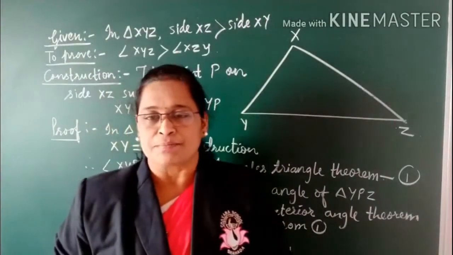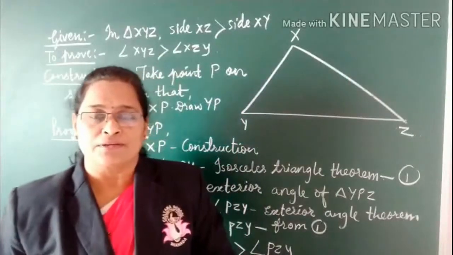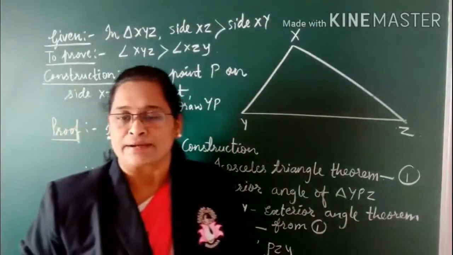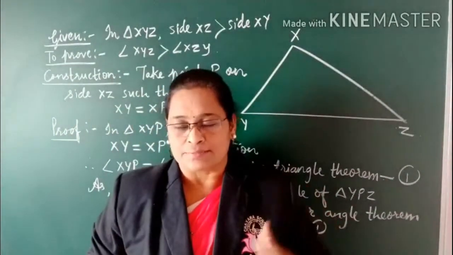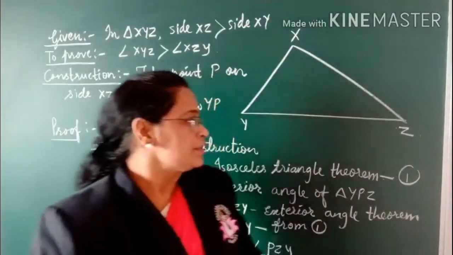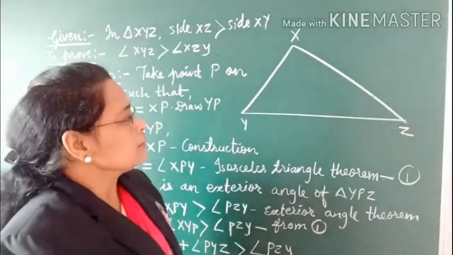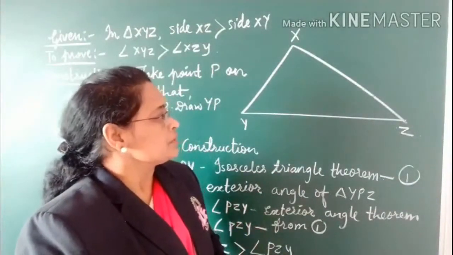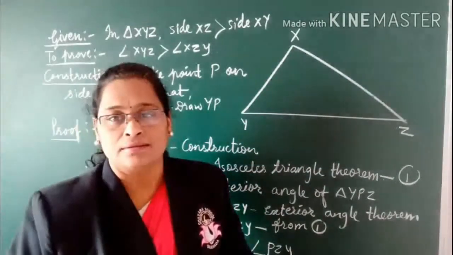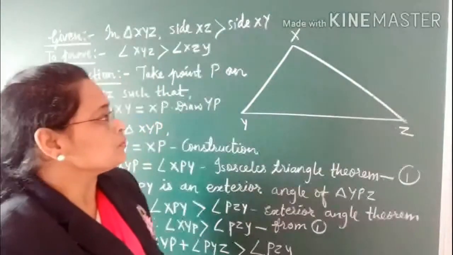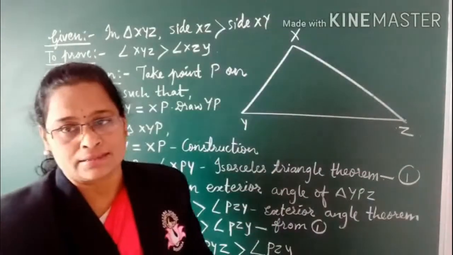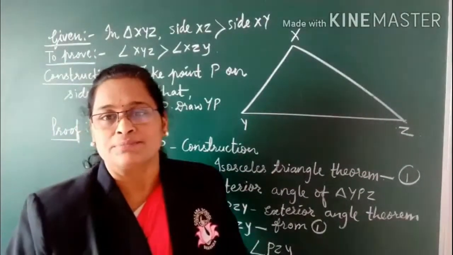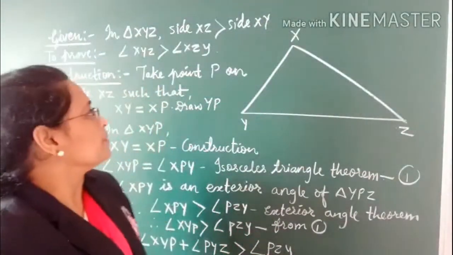As per the statement of the theorem of inequality of the sides and angles of a triangle, let's prove this theorem. According to the statement, if in a triangle two sides are unequal, then the angle opposite to the greater side is greater and the angle opposite to the smaller side is smaller. That theorem we have to prove here.